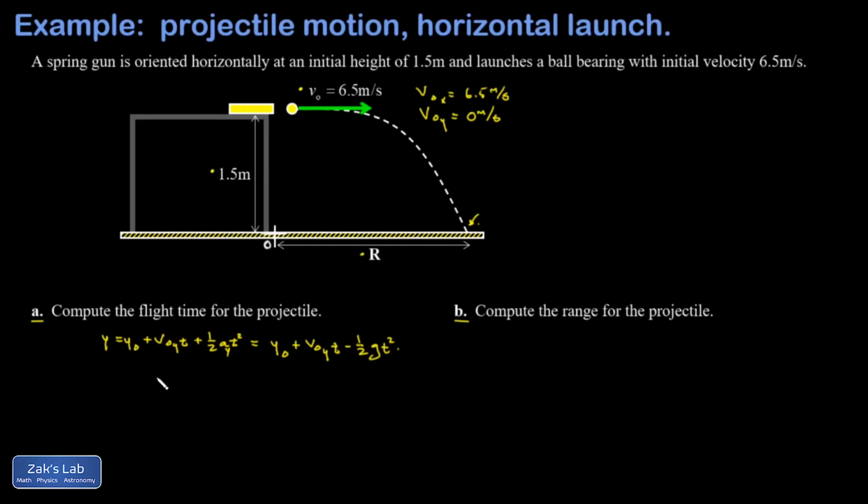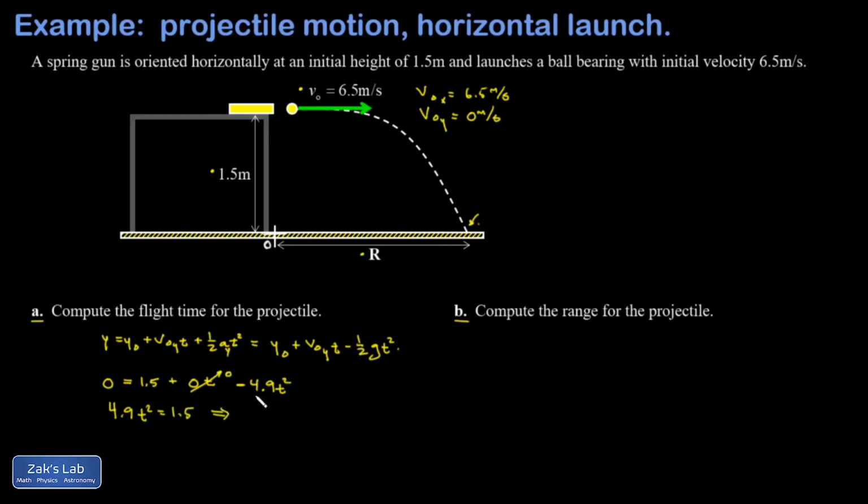And so we plug in what we know and we try to solve for the flight time. My final y position is 0 because I hit the floor. My initial y position was 1.5. My initial y velocity is 0, so that 0 t term is gone. And then I plug in g equals 9.8. Well, negative 1/2 times 9.8 is negative 4.9. I'm going to add the t squared term to both sides. So I have 4.9 t squared equals 1.5.